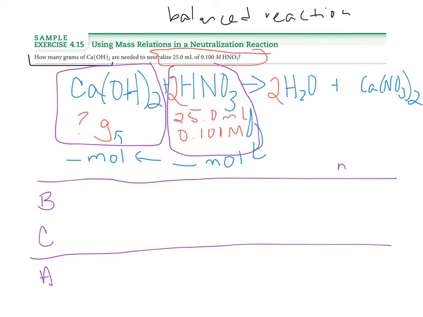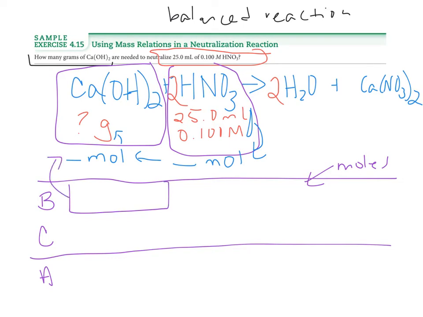We can only put moles in this table. So if we look at our nitric acid, we're going to write the before moles down here. And what we're trying to find is the before moles for calcium hydroxide, because that's going to be what we write in this box here: our moles for calcium hydroxide.